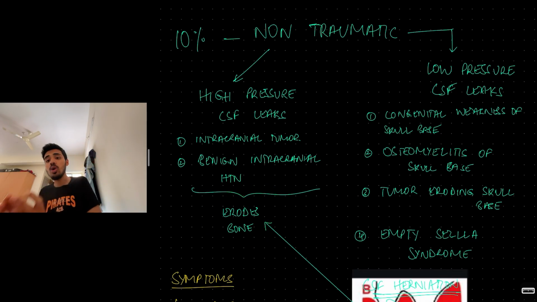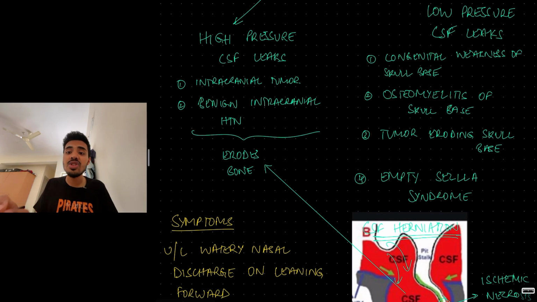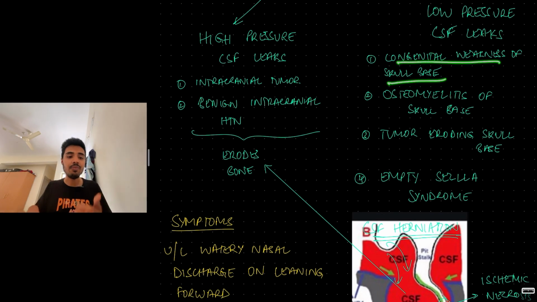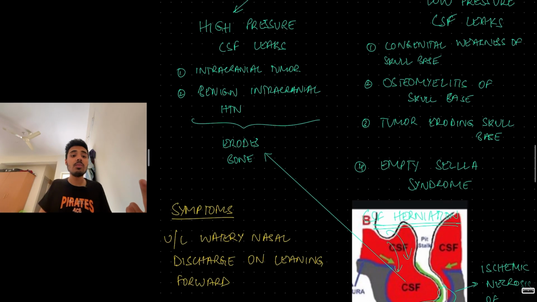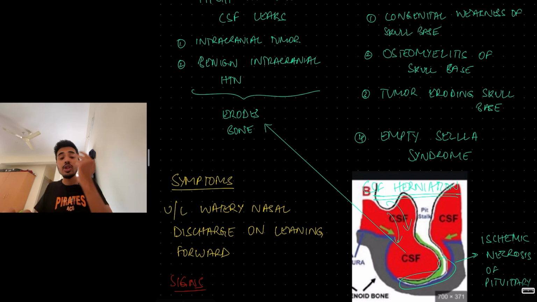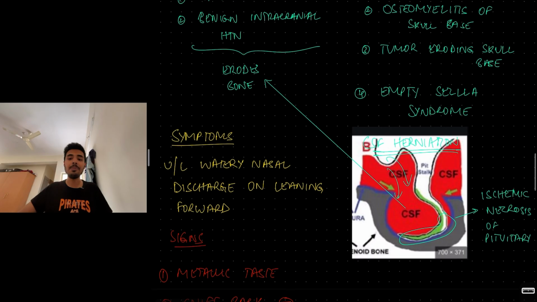Whereas normal pressure CSF leaks can be because of various other causes, like congenitally the skull base is very, very weak, or osteomyelitis, infection of the skull base, or any tumor eroding the skull base. And there is also a condition known as empty sella syndrome.